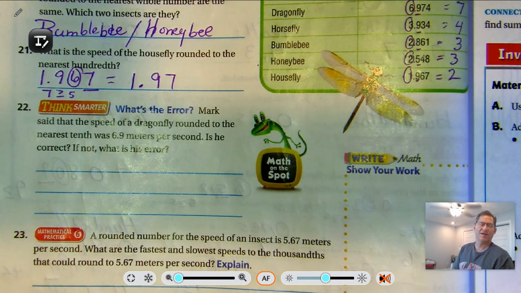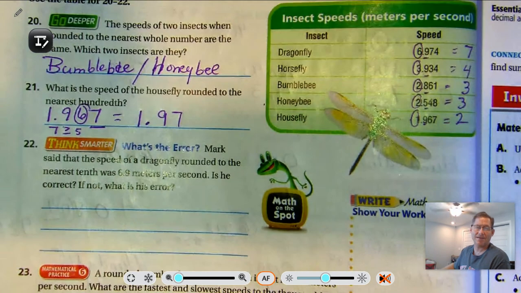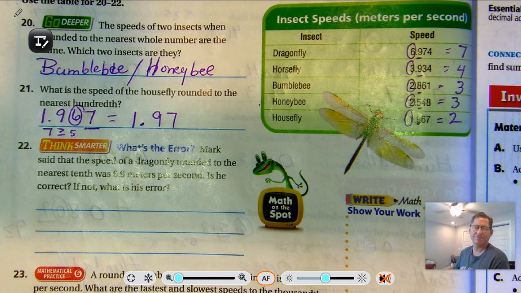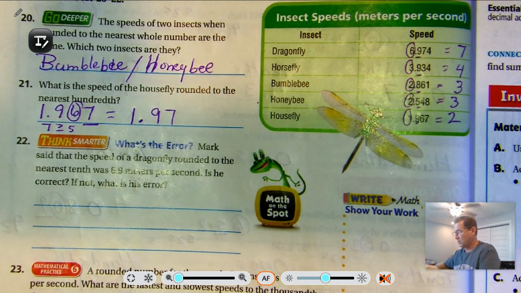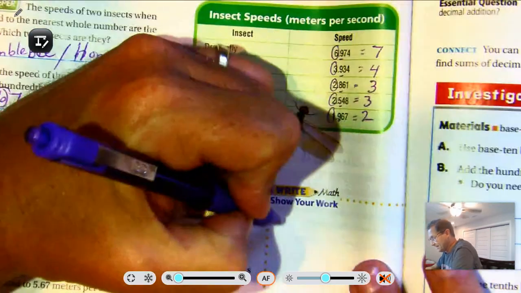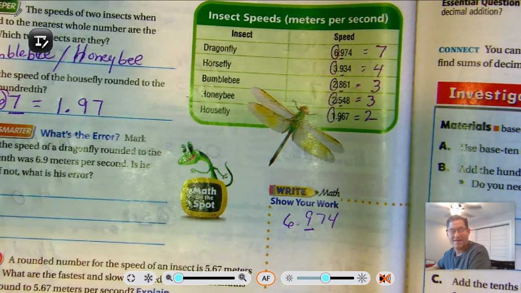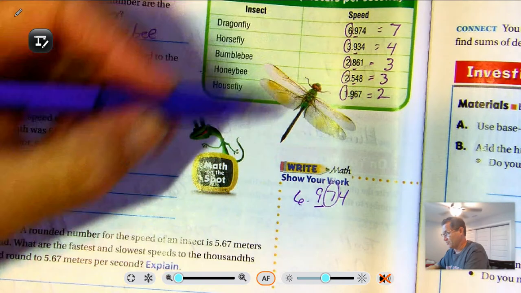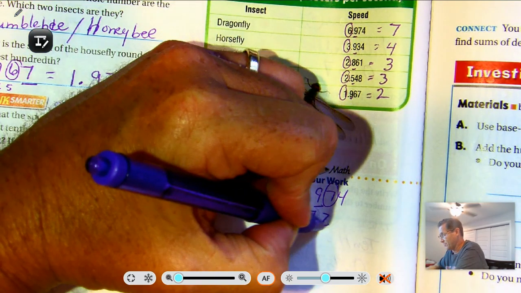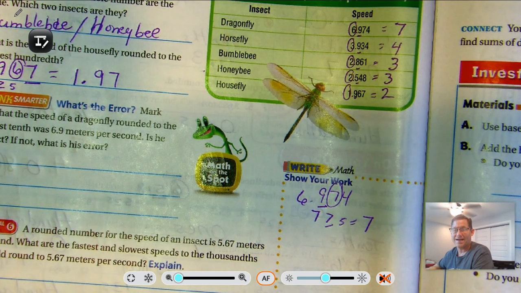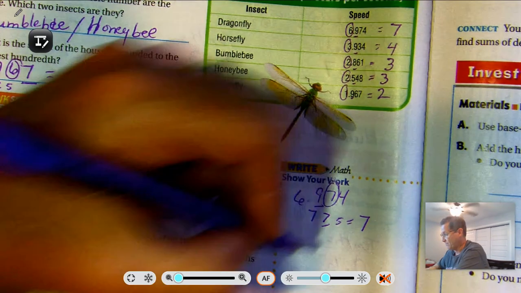And 22. Mark said that the speed of a dragonfly, rounded to the nearest tenth, was 6.9 meters per second. Is he correct? If not, what is his error? So he has 6.974 and he wants to round to the nearest tenth. If you look to the digit to the right, 7 is greater than or equal to 5, so we'd have to add 1 to the 9, so it actually would be 7.0.